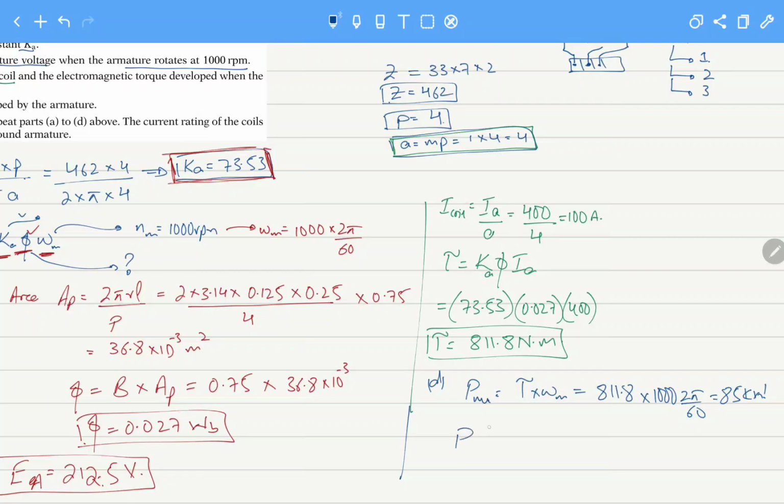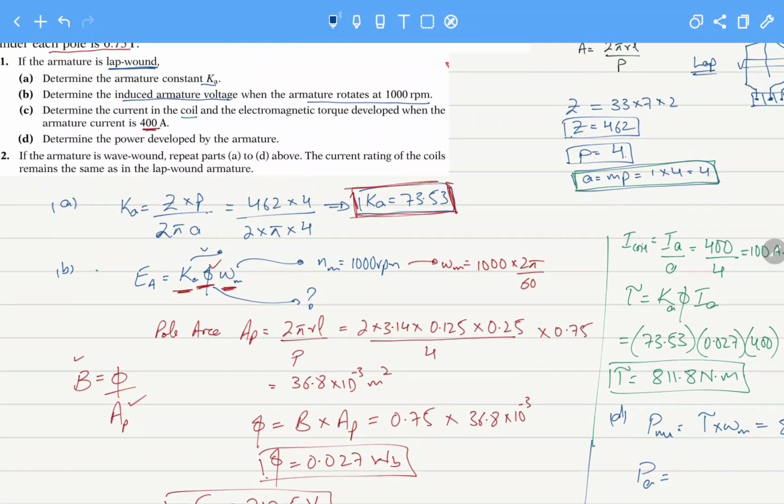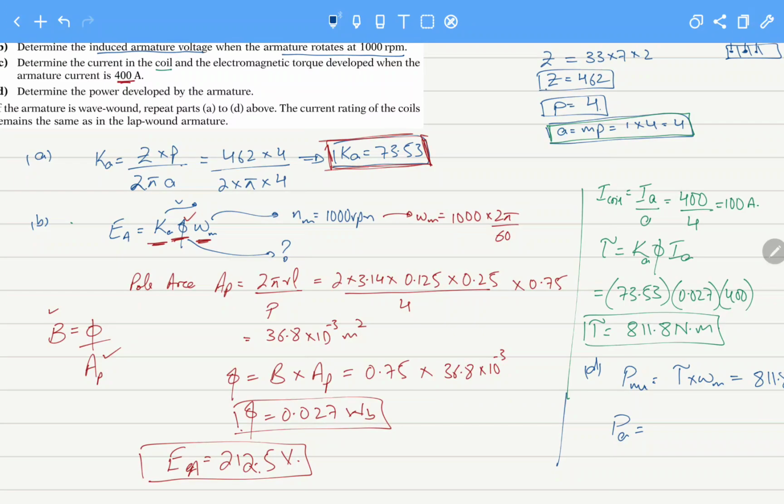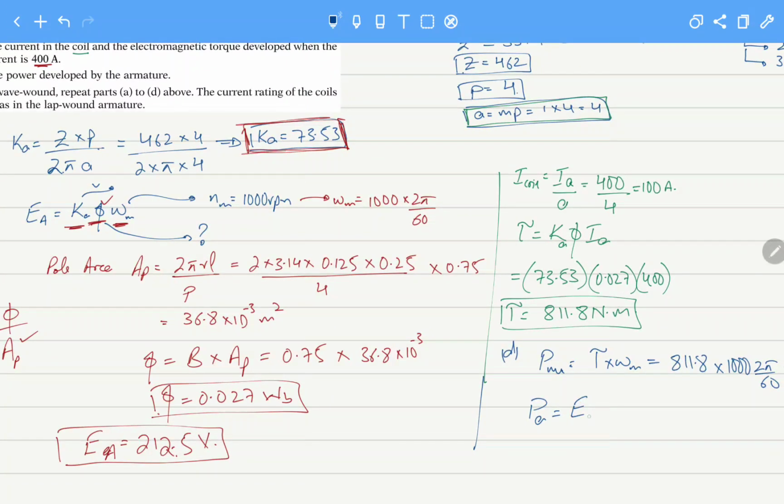Or we can calculate it by the electrical power. The induced voltage in our machine is EA and the armature current is IA. The induced voltage that we calculated was 212.5 volts, and the armature current is 400 amperes. So this will again turn out to be 85 kilowatts.